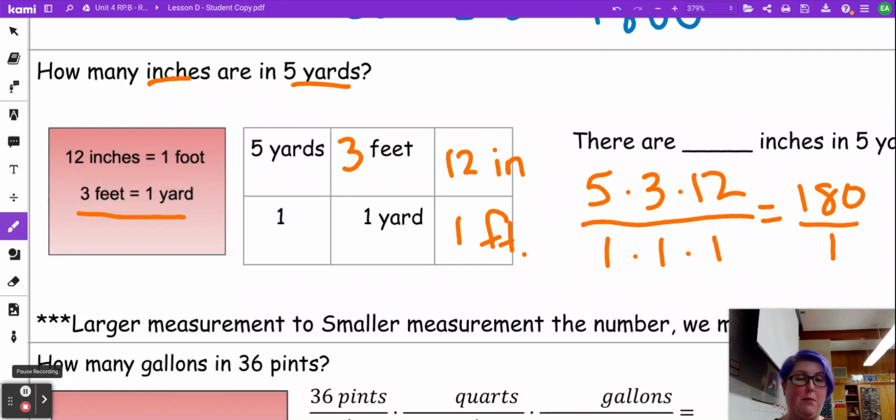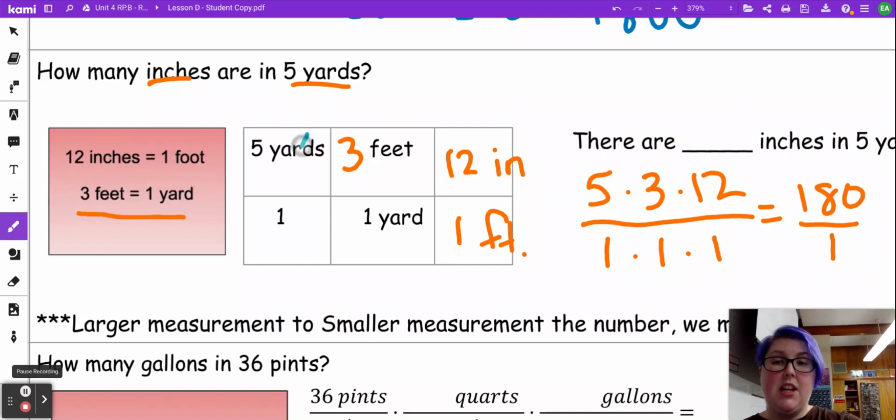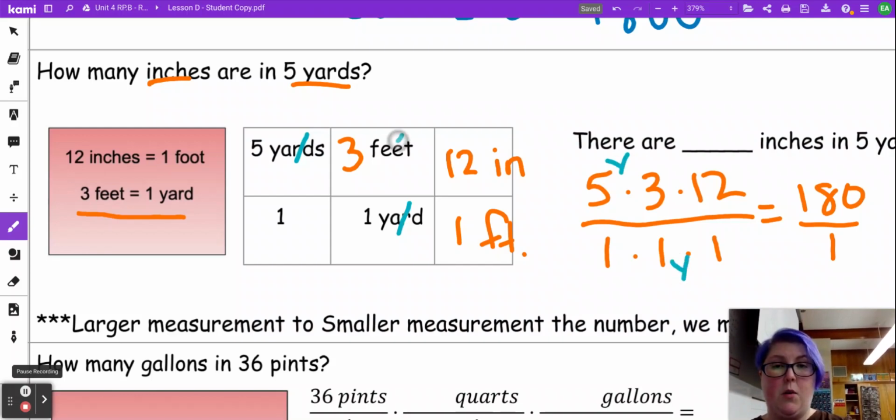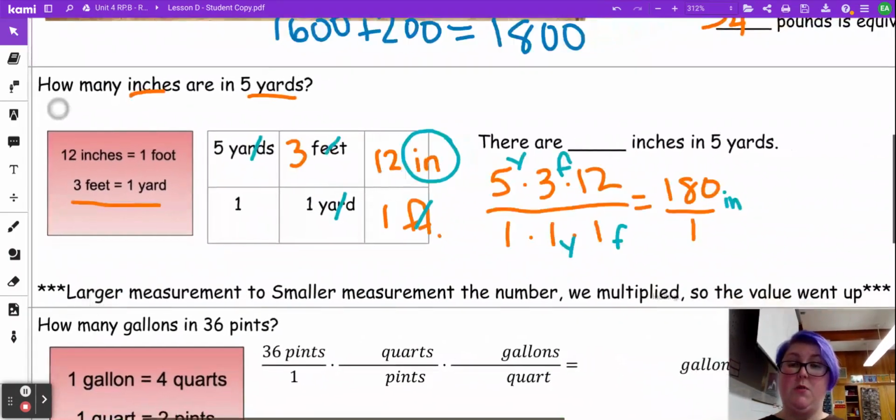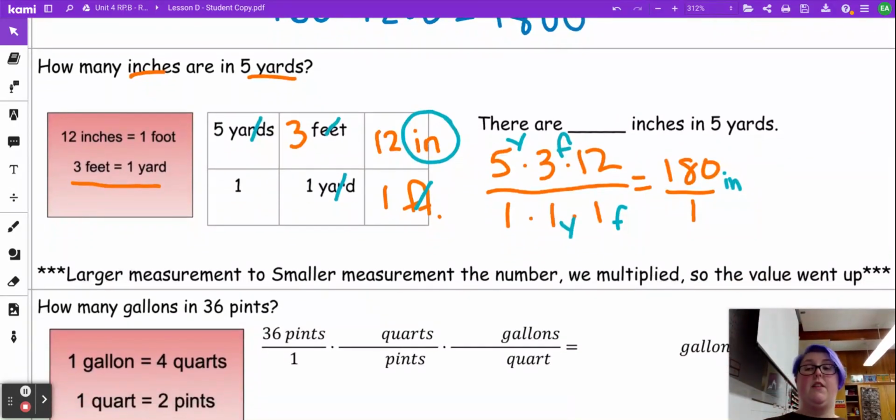Now we can go back and put our labels in. So you'll notice that we set this up as multiplication in a ratio. So we squash all those numbers together. If you see it in the numerator, you can cross it off in the denominator. So we have our 5 yards, our 1 down here. We had feet and feet, because feet here, feet here. We are left with only inches. So this becomes 180 inches. Going from the larger measurement to the smaller measurement, yards are bigger than feet and inches, so the value will be big.